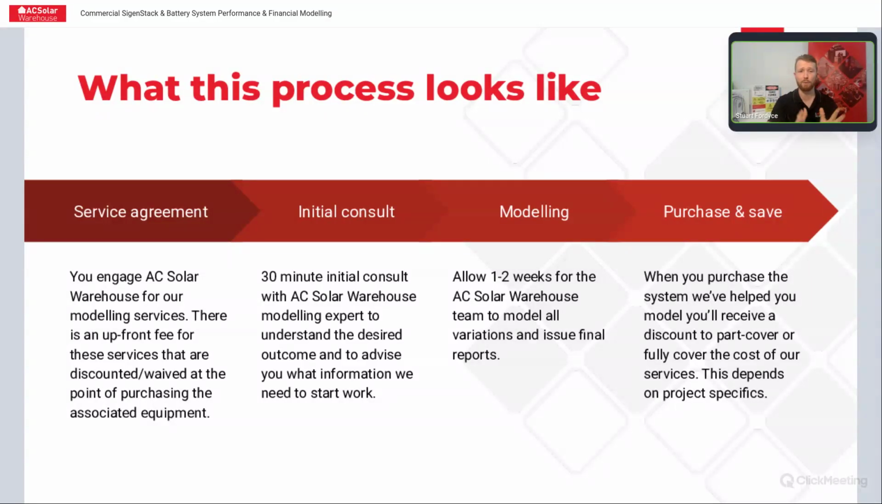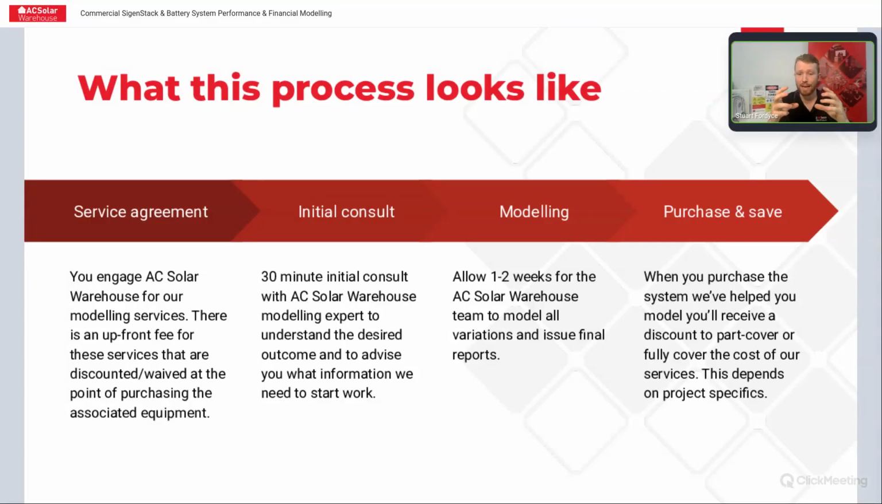After that, we get all that information. We say, look, give us 1 to 2 weeks. You've obviously got to get the information to us, whether that be load data or whatever. We can simulate that for you as well if you don't have it, or an energy bill. After that, we need about 1 to 2 weeks to model it and issue you the final reports. And when we issue you that final report, we say, look, here's the reports, here's all the information, off you go, win the job.